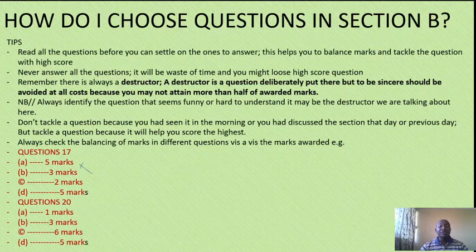If you are very keen, you realize that in computer exams, section B, there is a question that is usually tricky or not really easy to understand. Therefore, always identify the question that seems funny or hard to understand. It may be the distractor we are talking about here. Therefore, be very keen to read all the questions so that you can identify the distractor and avoid answering it.